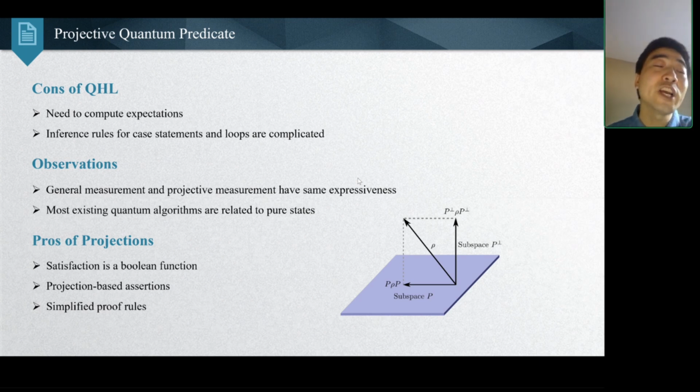And also we observe that general measurements and projective measurements have the same expressiveness as long as we introduce an ancillary system. And also for application purposes, most existing quantum algorithms are related to pure space. So for projections, the satisfaction is a Boolean function, and we can define projection-based assertions, which have simplified proof rules.